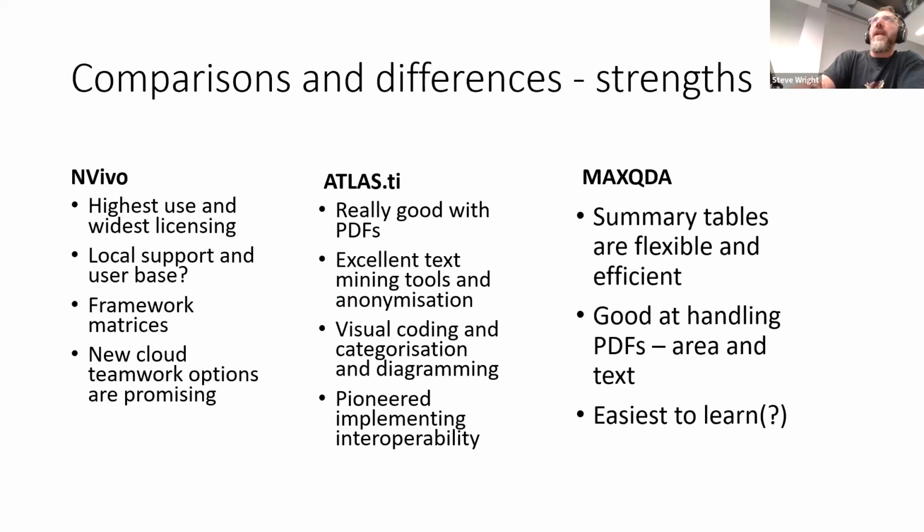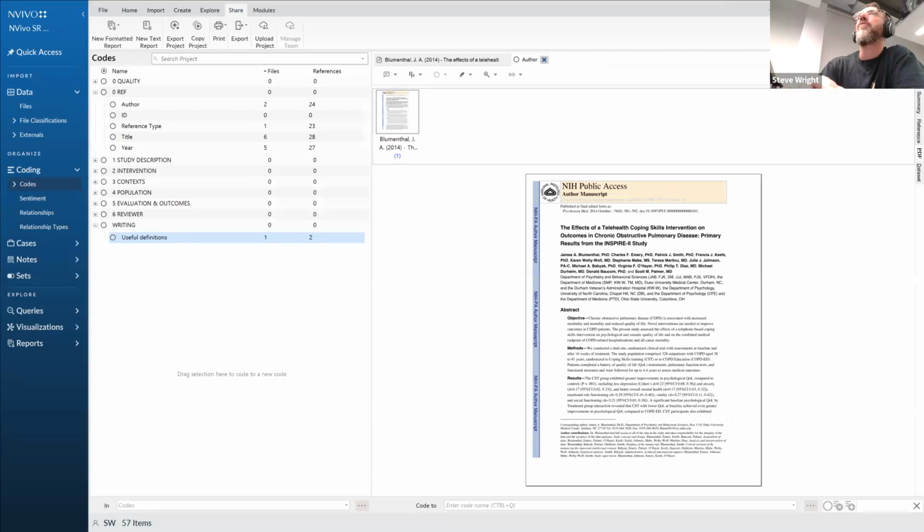So there are some strengths. NVivo has the widest use and the widest licensing. It's licensed at the majority of UK universities. It often has a support base and training. I haven't shown you the framework matrices. I'm going to really hope I can show this.